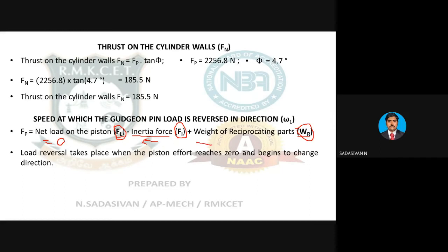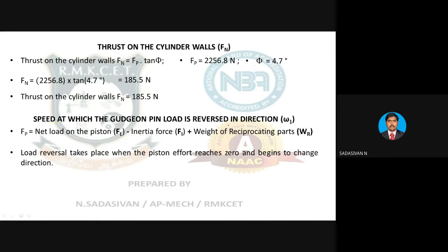Right now, I am trying to move in this direction. The piston is trying to push the load and keep moving ahead. Inertia is trying to stop you. What will happen if inertia gets stronger? Your piston will try to move in the opposite direction. And that is what he is asking: speed at which gudgeon pin load is reversed.